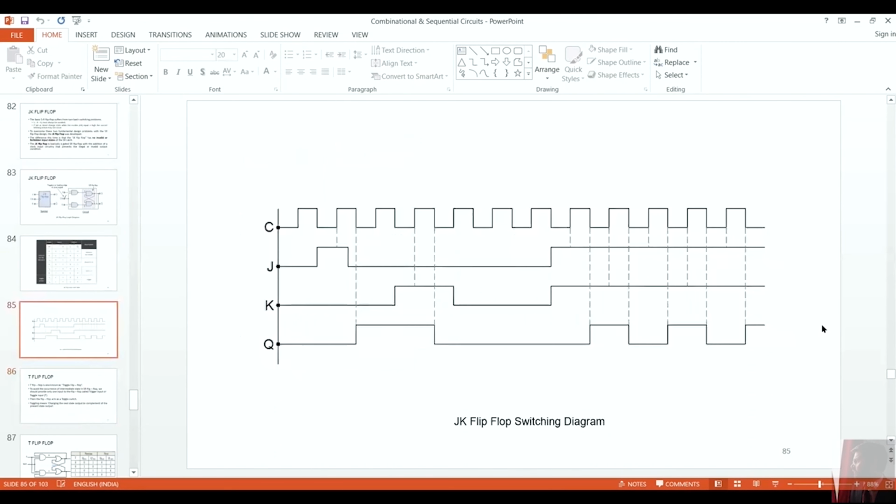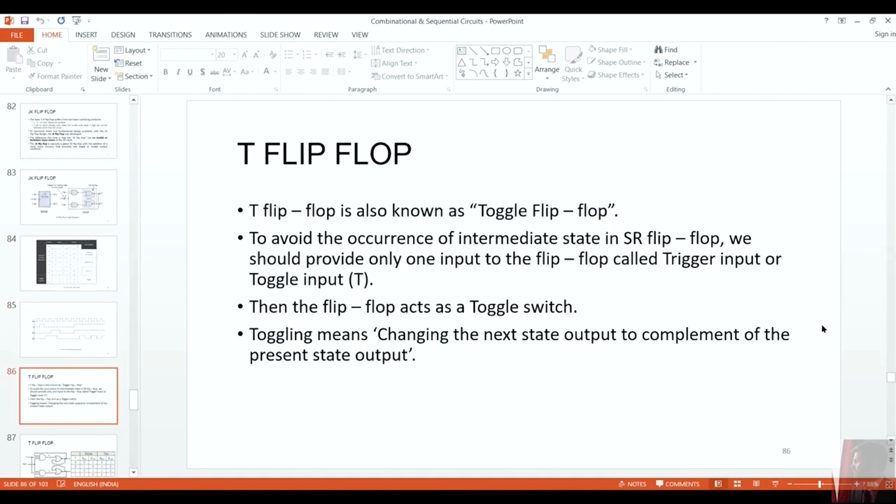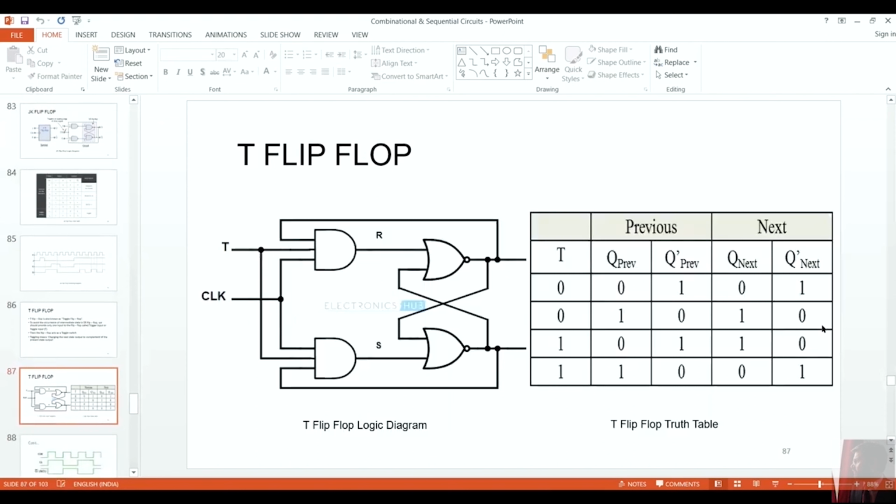To avoid the occurrence of an intermediate state, we normally use this toggle flip-flop, and as you can see, toggling is carried out. Look at the last one, when the clock is at the falling edge, the input is 1 1. J is also 1, K is also 1. So you can see once it goes to 0 and then it's toggling. This operation leads to your toggle flip-flop.